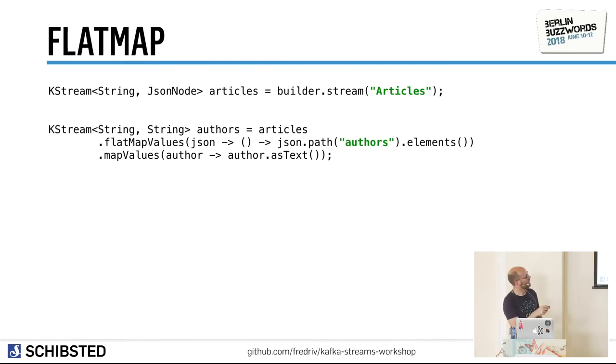So you have your input value, and it actually returns a function here. So we have a function that returns the iterator. And that works. So that's how you can extract multiple events. But if you have something that returns a collection directly, you don't need to have this sort of funny looking operation here.